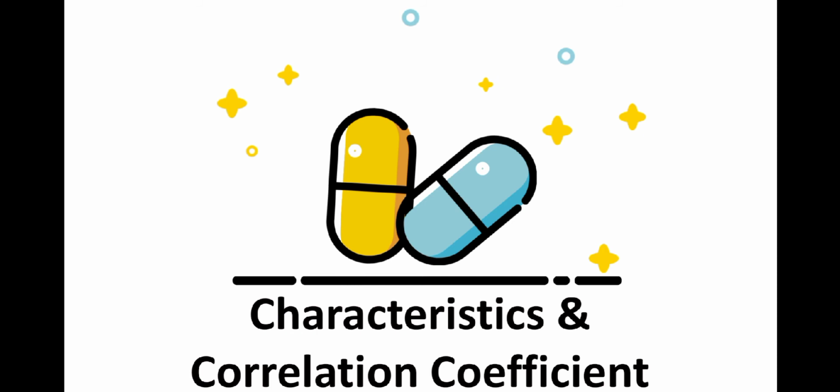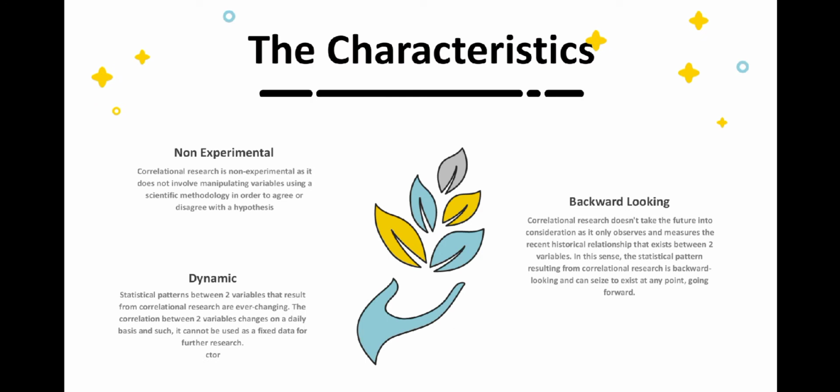Okay, the next slide is about characteristics and correlation coefficient. There are 3 characteristics. The first is non-experimental. Correlational research is non-experimental as it does not involve manipulating variables using a scientific methodology in order to agree or disagree with a hypothesis. The second is dynamic.